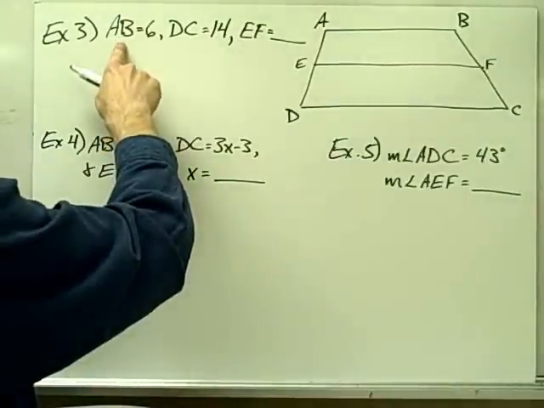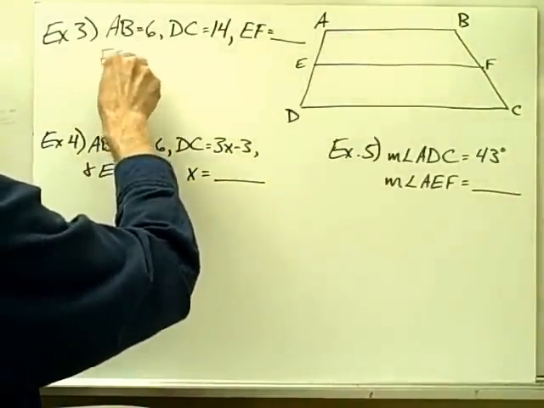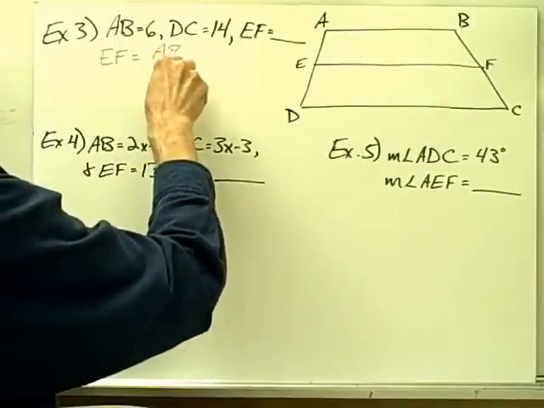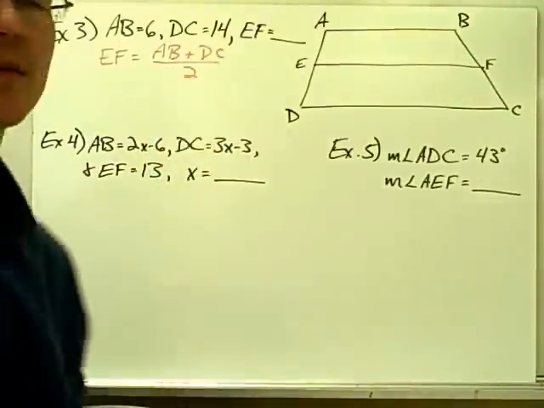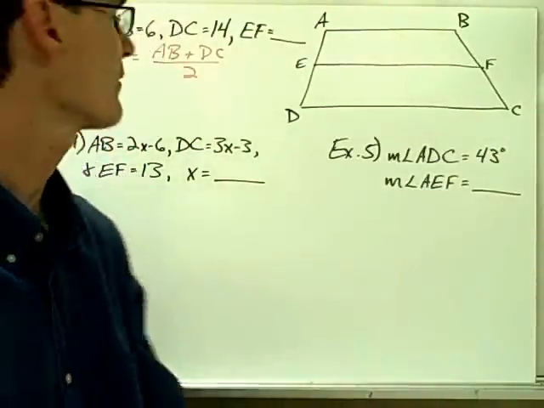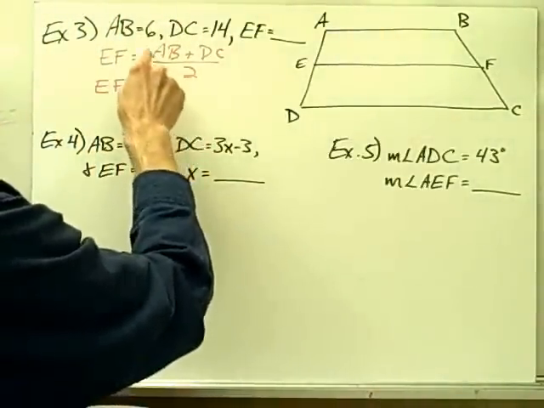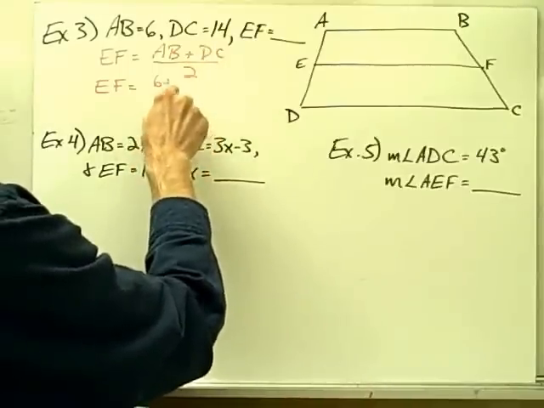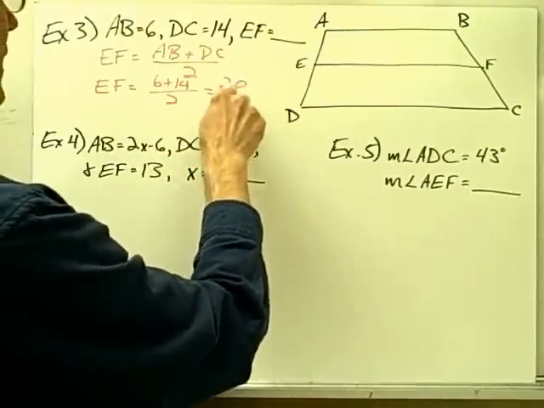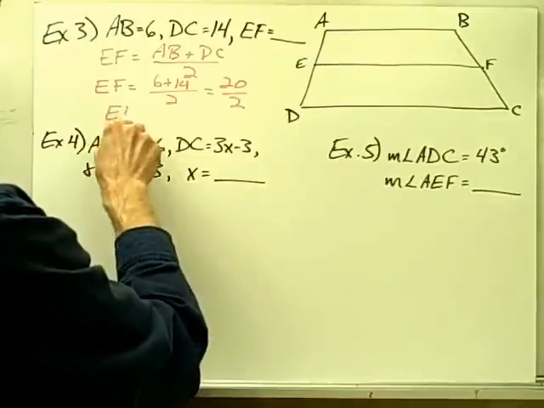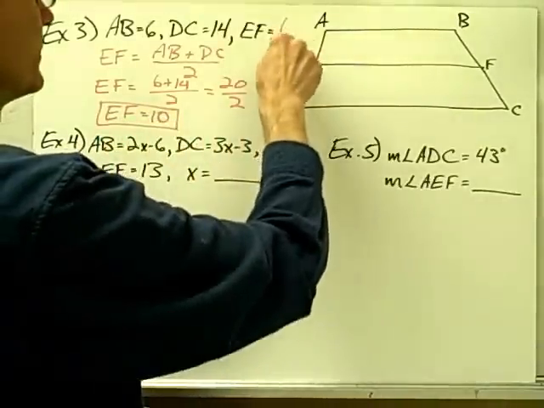Well, I know the base AB and I know the base DC, so EF is equal to AB plus DC divided by 2. That's how I find the mean or the average of those two bases. So EF equals, let's see, AB is 6, DC is 14, divided by 2. That's 20 divided by 2. And so EF equals 10.